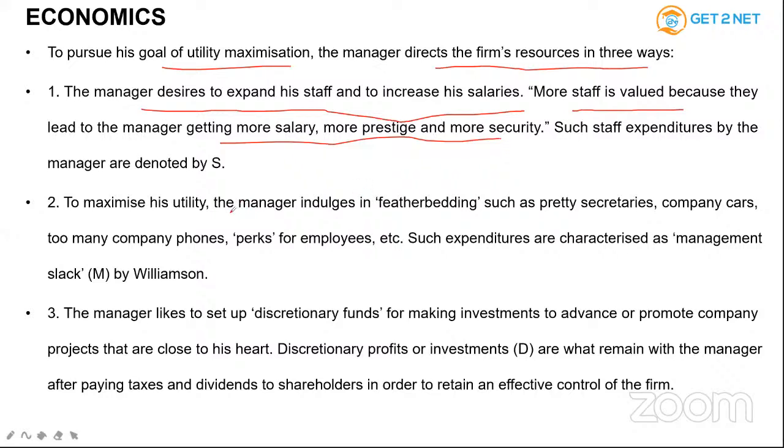To maximize his utility, the manager indulges in feather bedding. This is very very important. What does feather bedding mean? Pretty secretaries, company cars, too many company phones, perks for employees. Okay, they indulge more in all these. That is known as feather bedding. So apart from salary, the extra benefits that you get on the job are known as feather bedding.